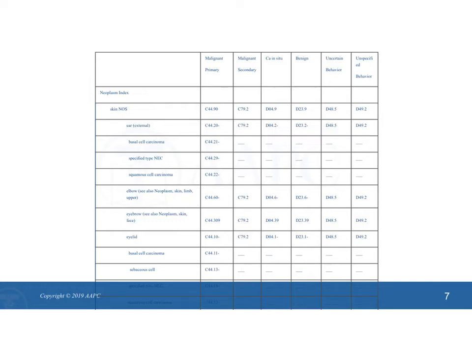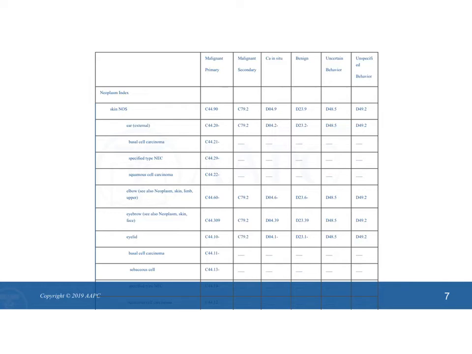So, for example, if we're talking about cancer of the ear, we're talking about the skin. So we would come to the word skin on the neoplasm table. Then we would need to look under ear to see, well, did they say it was BCC, which is basal cell carcinoma, or did they say it was SCC, which is squamous cell carcinoma? So we just need to be very careful. If we're talking about the skin, we need to look up the word skin.